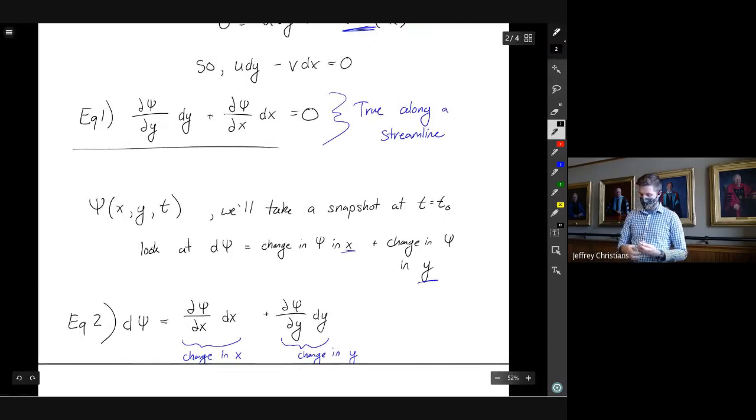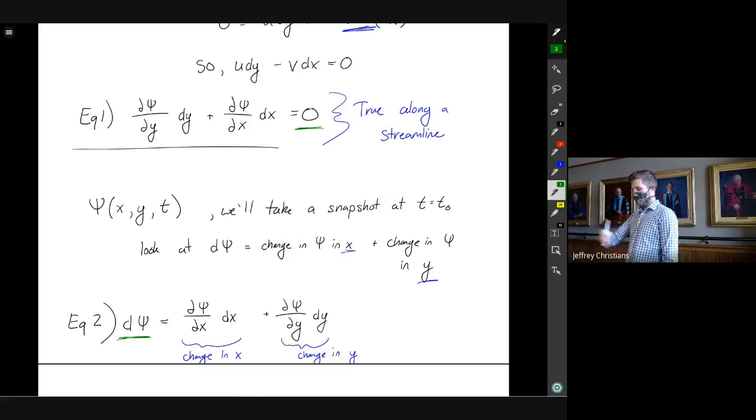Okay, so we have these two different equations. Equation 1 is true only along a streamline. Equation 2 is just generally true. That's just like a mathematical definition of the differential, of how this thing is changing. If we look at these two things together, they look really similar actually. So we wrote the same thing on the top and the bottom, but in the top equation, we had this equal to 0. And in the bottom equation, we had this equal to the change in the stream function. So what does this tell us about how the stream function changes along a streamline?